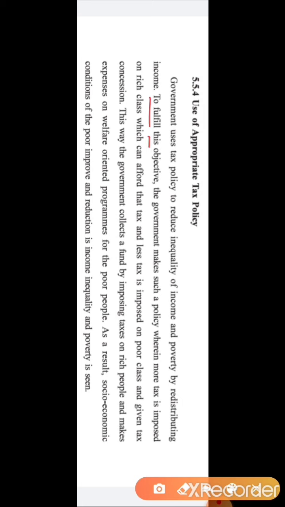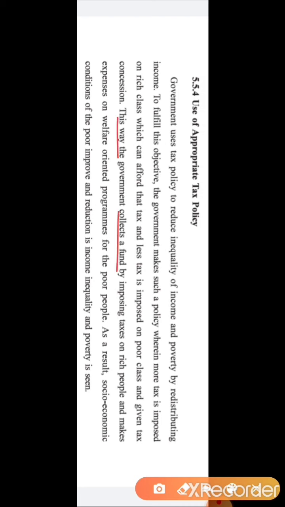To fulfill this objective, the government makes such a policy wherein more tax is imposed on the rich class. More tax is imposed on what? Rich class, which can afford that tax, and less tax is imposed on the poor class, who are given tax concessions. So here it is said that the government will collect more tax from the rich class, who are able to afford to pay that much tax, and less tax will be there on the poor class.